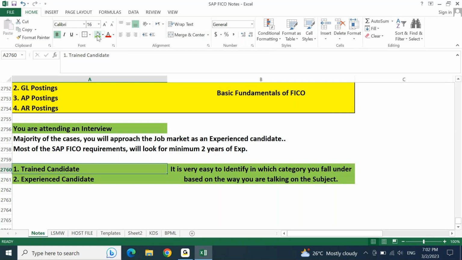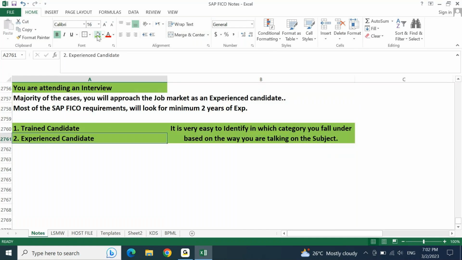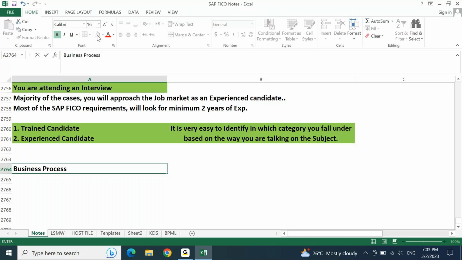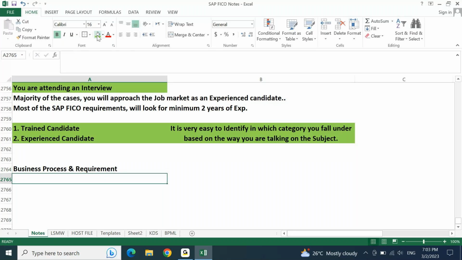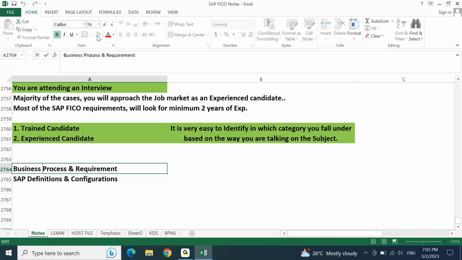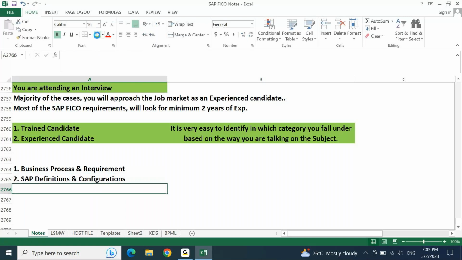Now, having seen this statement, there are 2 points. One is business process and requirement. The other one is SAP definitions and configurations. The 2 points. Point number 1, business process and requirement. Point number 2, SAP definitions and configuration.